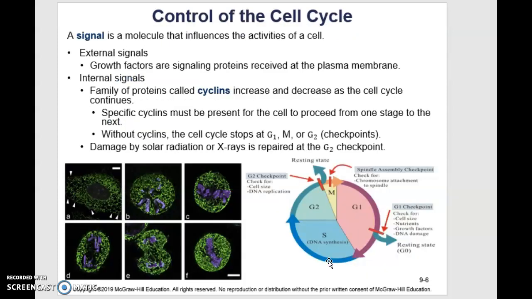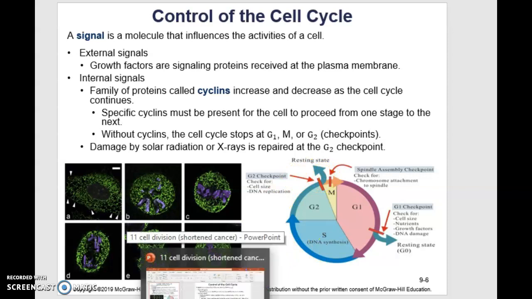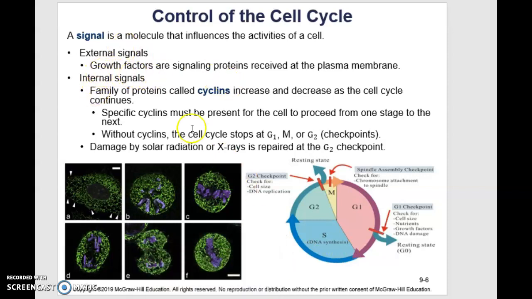There are molecules that are called signals, and that's what's going to influence the activities of a cell. It's going to say, okay, move on to the next phase of interphase, or now we're ready for mitosis. You don't need to know all of these different types, I'm not going to ask you about them. Just know that there are chemicals or molecules that act as signals that will tell a cell that it's ready to go to the next step.